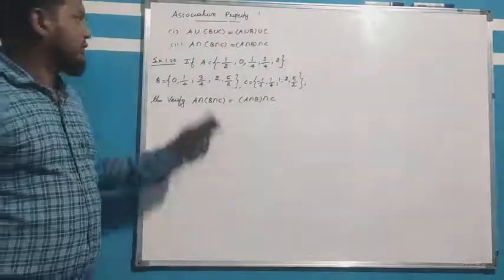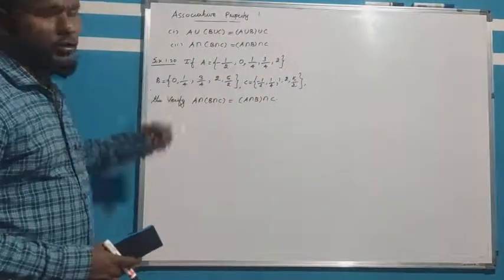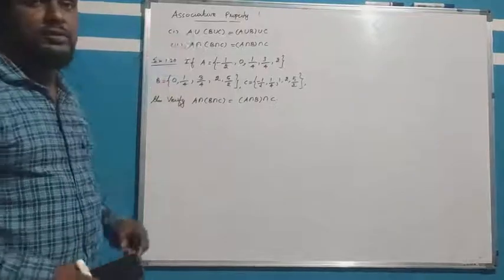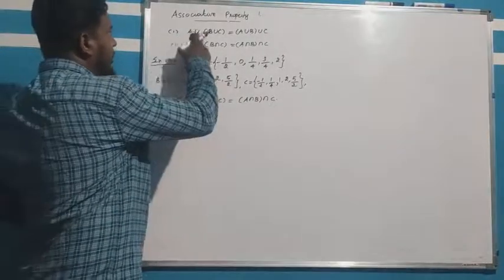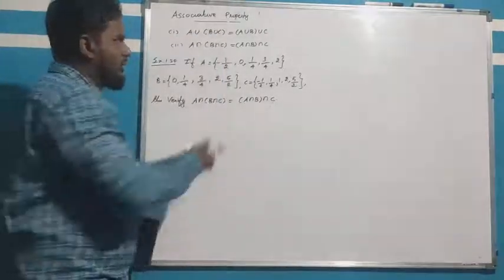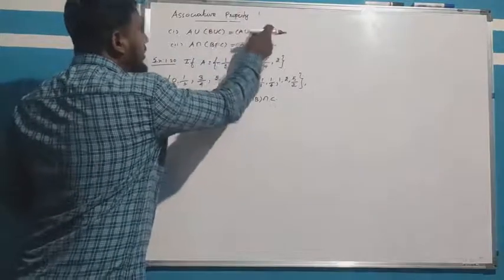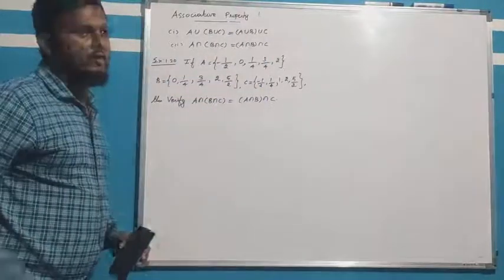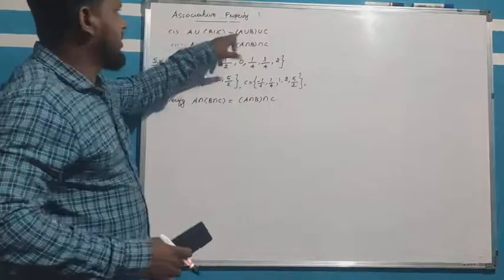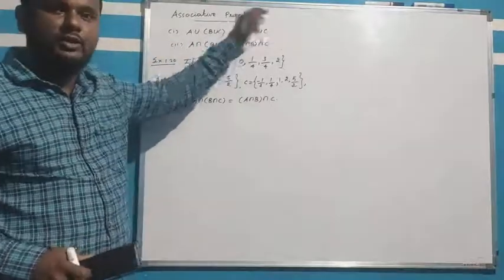Next we can see the associative property. So what is the associative property? First, the associative property of union: A union (B union C) is equal to (A union B) union C.